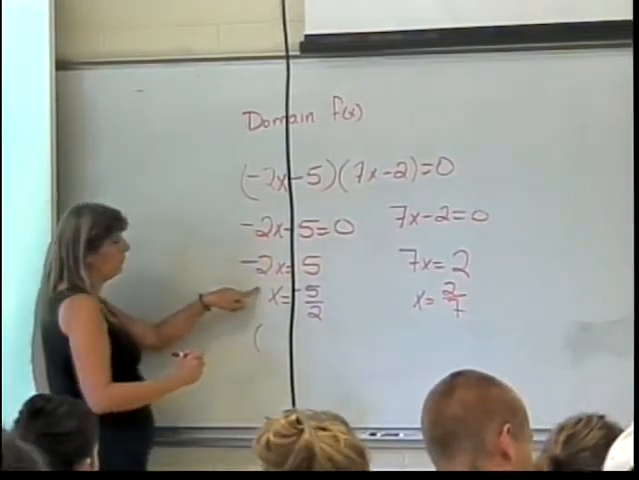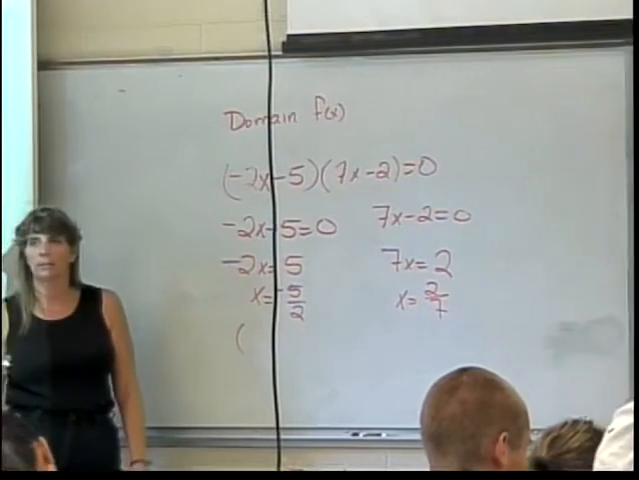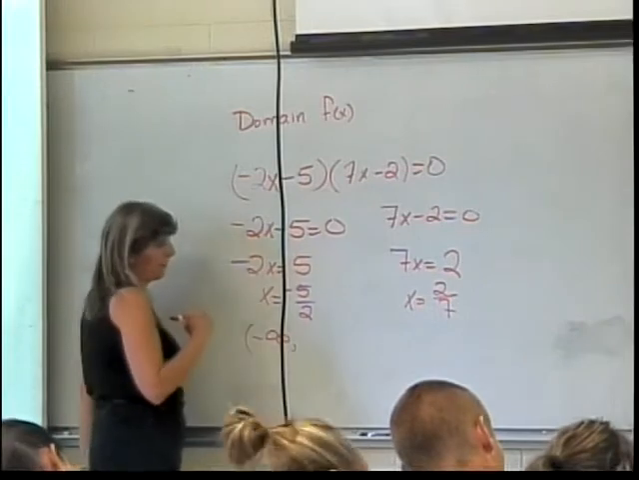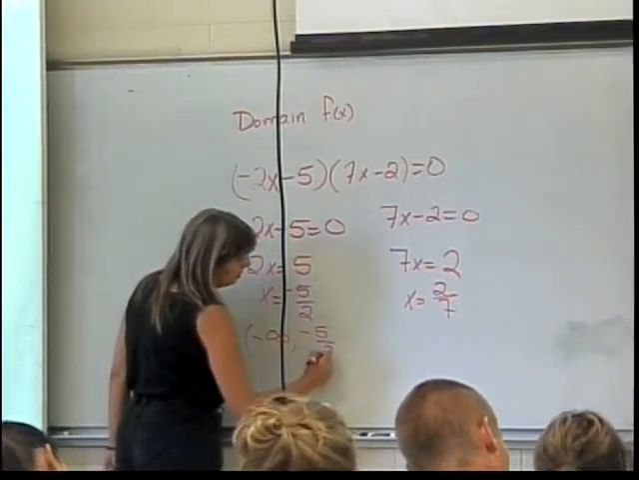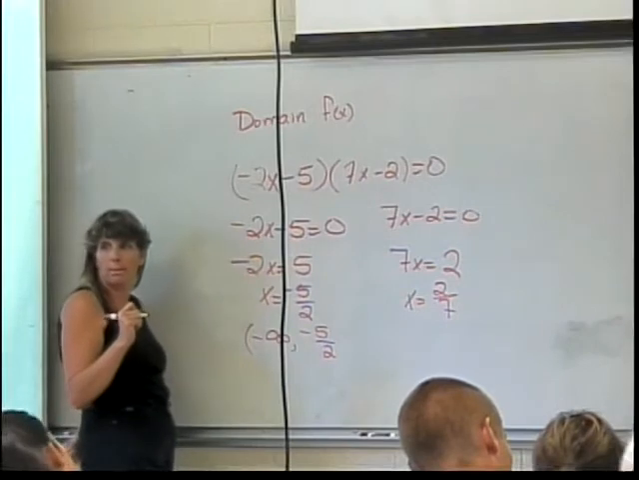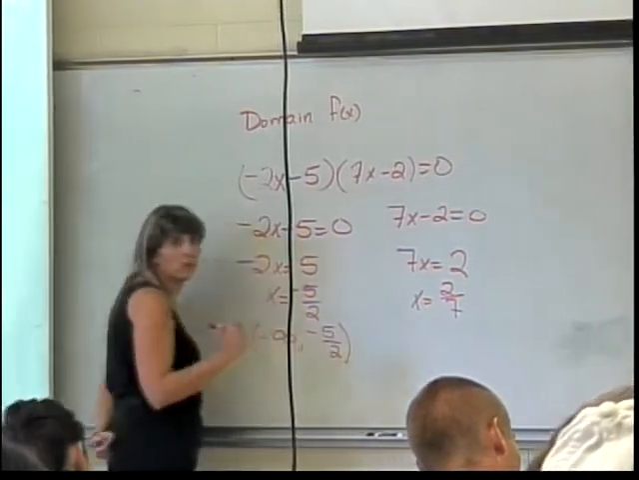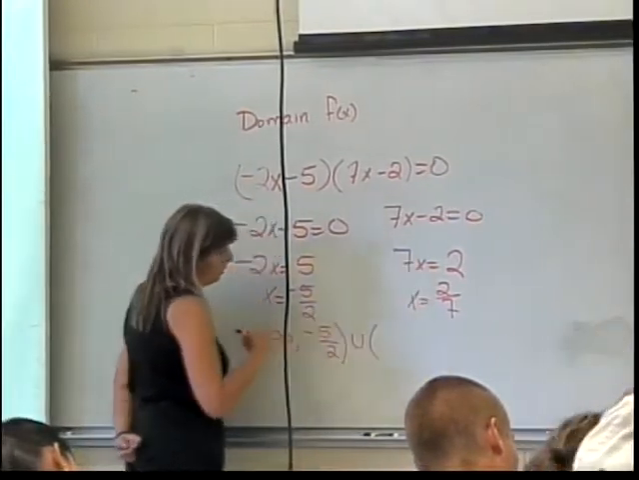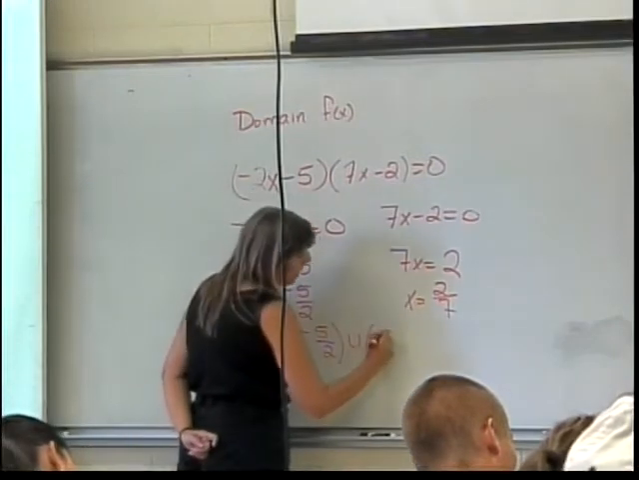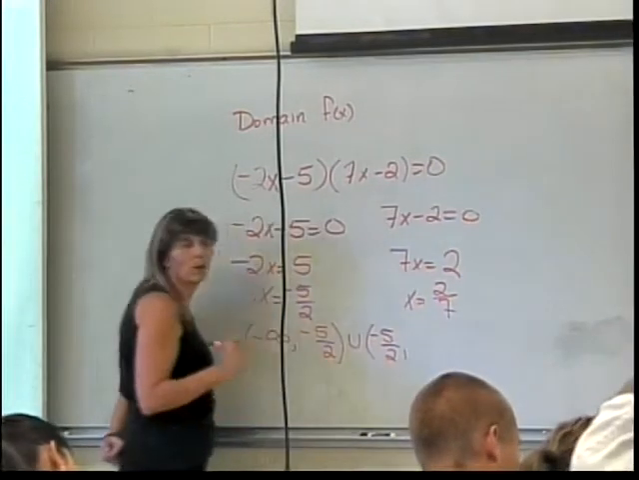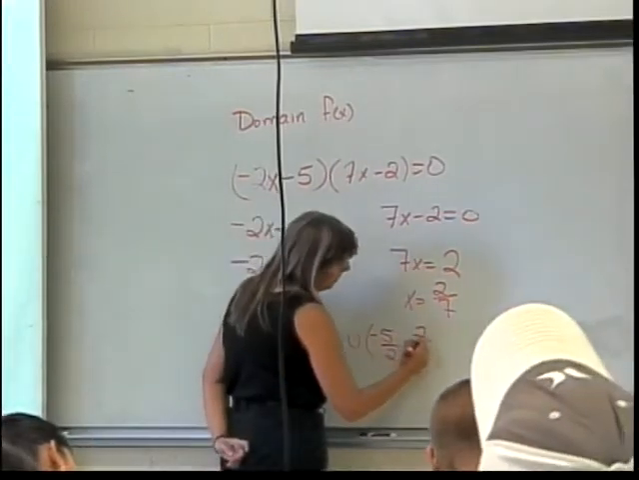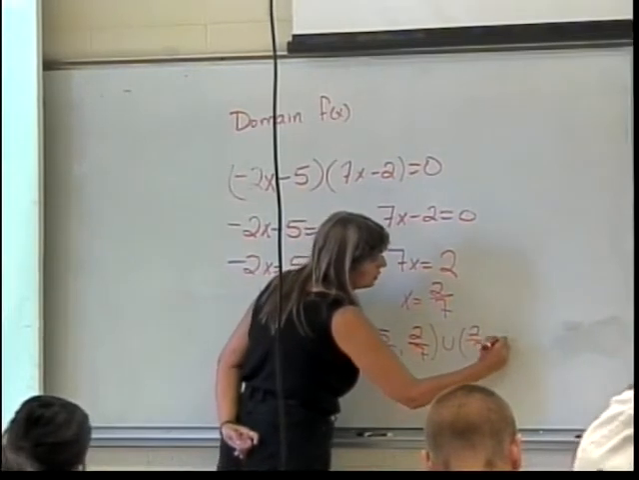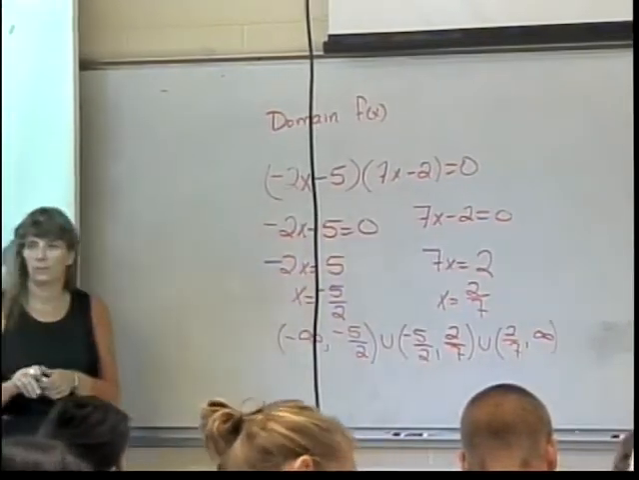So how am I going to remove these 2 points from everything? You need parentheses. Negative infinity to negative 5 halves, because it's the smaller of the 2 numbers. And then what do I put? Right, a parenthesis, because parentheses indicate not included. And then I will continue on with, where do I start next? Negative 5 halves. Again, a parenthesis, and then go to 2/7. Since it's not included, I do a parenthesis, and then again 2/7 to infinity. That's how I remove those 2 points.